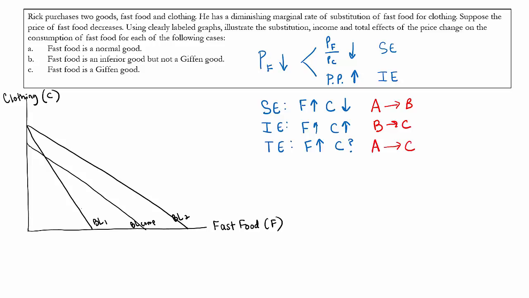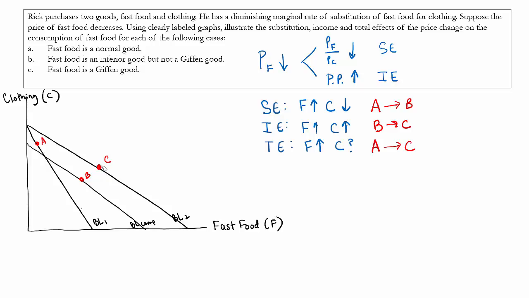From A to B, food must go up and clothing must go down. A is on BL1, B is on the compensated budget line, and from A to B, we have food going up, move to the right, and clothing going down, so move down. From B to C, the income effect must show both food and clothing going up. So I need to move to the right so food goes up, and I need to move up so clothing goes up. Here I've achieved that. From B to C, food goes up and clothing goes up as indicated on the chart.